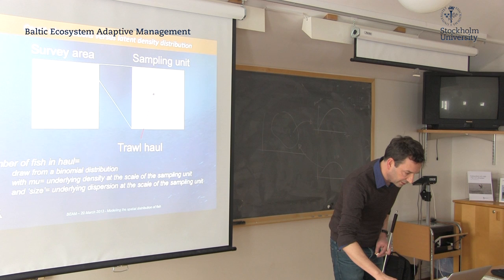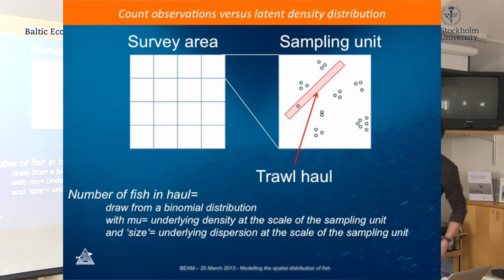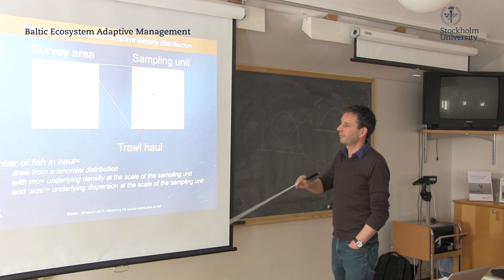Okay, so this is just an illustration of what I mentioned earlier on, when you do a trawl, and an illustration of which distribution you might choose. So here is an example where we have a survey area, and we can do random stratified sampling. So let's say we take one trawl haul in each of these squares, and this is a zoom on each of the squares. Each circle is an individual. And this is a trawl haul, okay?